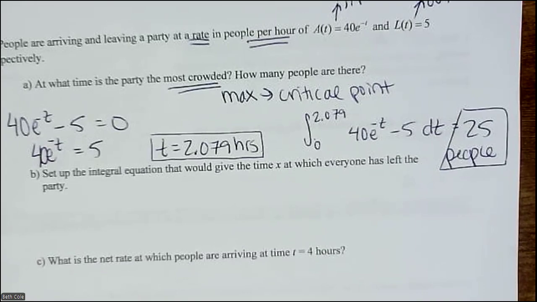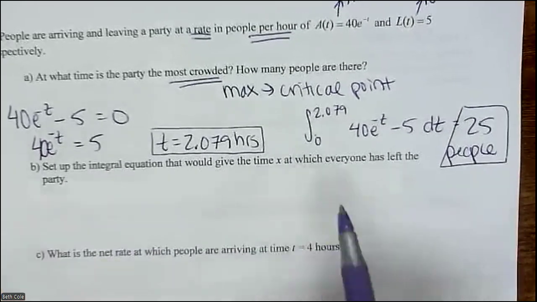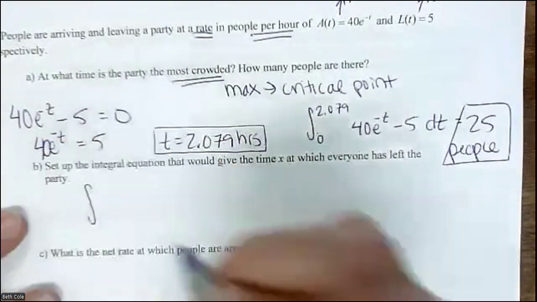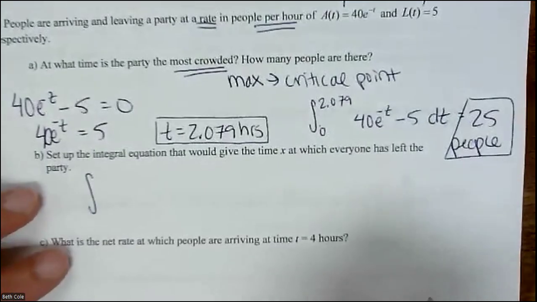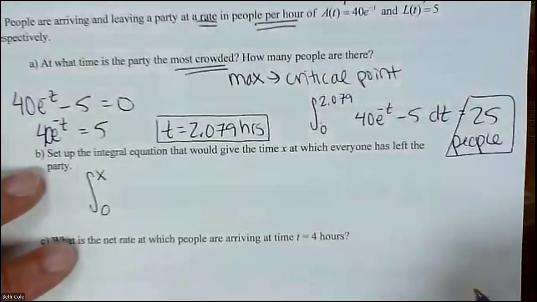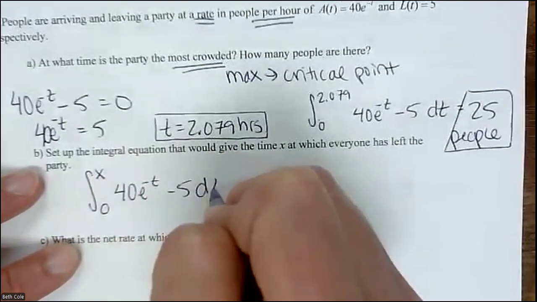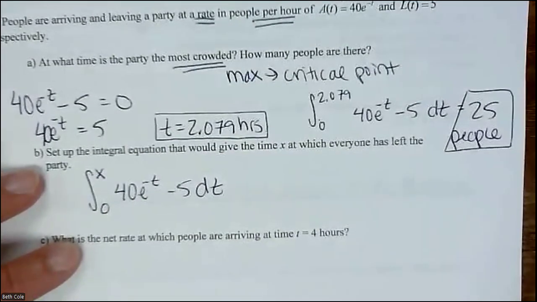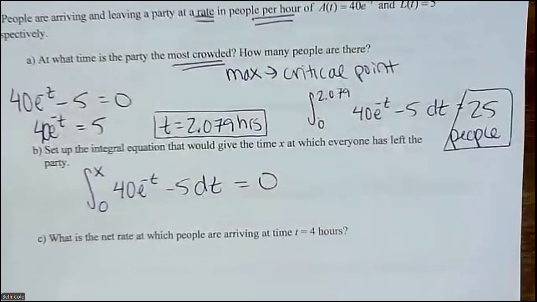All right, set up, but we're not going to evaluate the time x when everyone is gone. I want you guys to try, because we did this before. Integral from 0 to x of all that stuff, rate in minus rate out. And then what? You don't got to go home, but you can't stay here.